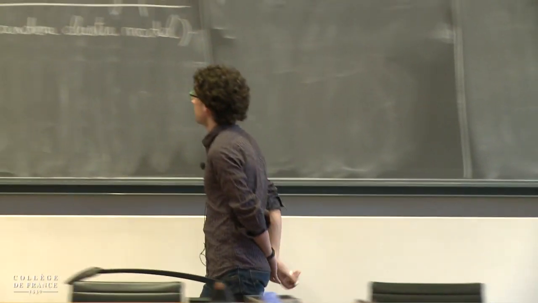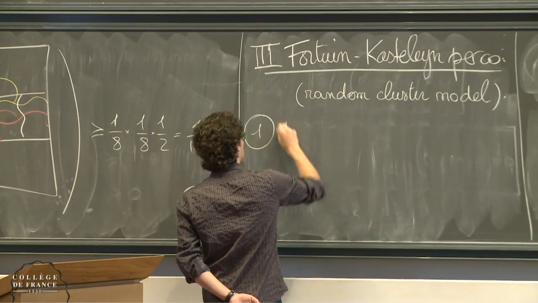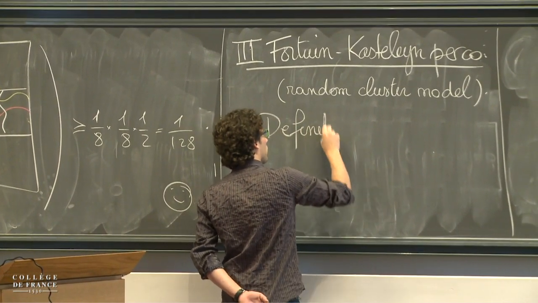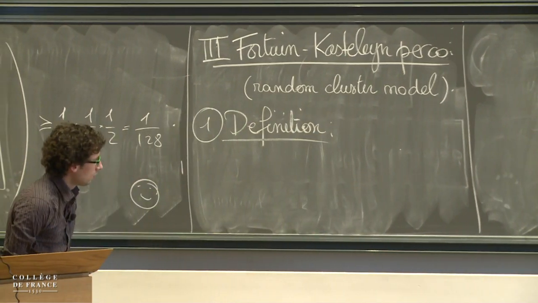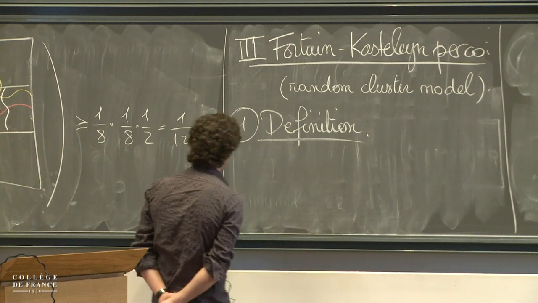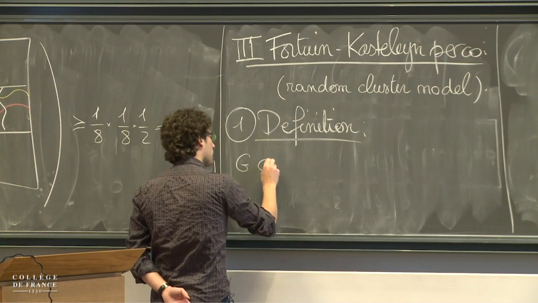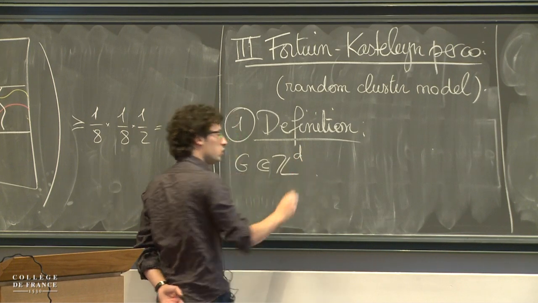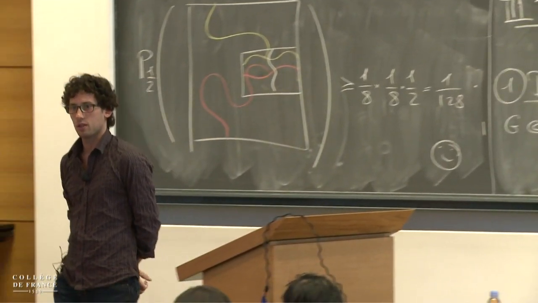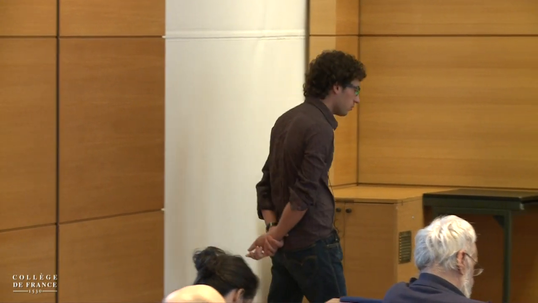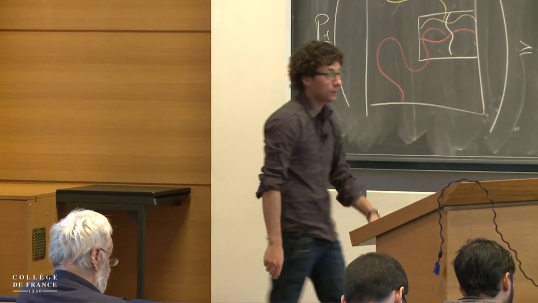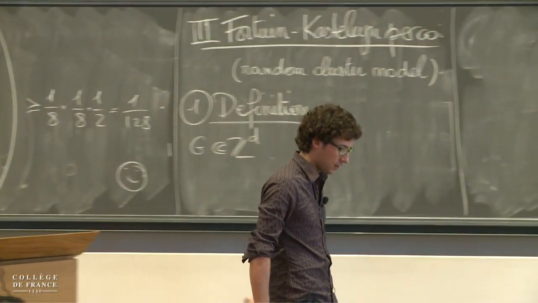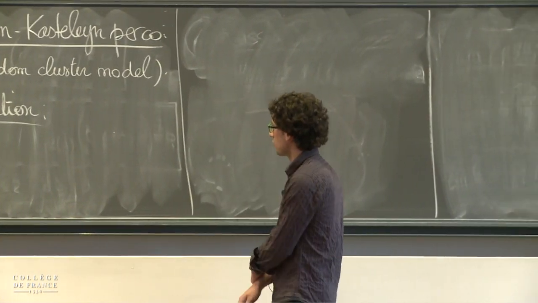OK, so definition. So it's going to be a little bit more difficult to define than Bernoulli percolation. So I will start first by really saying that we will need G to be finite in order to define the model. So before, for Bernoulli percolation, it was very simple to define it in infinite volume directly. Here, we need to define it in finite volume. Then we will see how we define it in infinite volume, but first in finite volume.